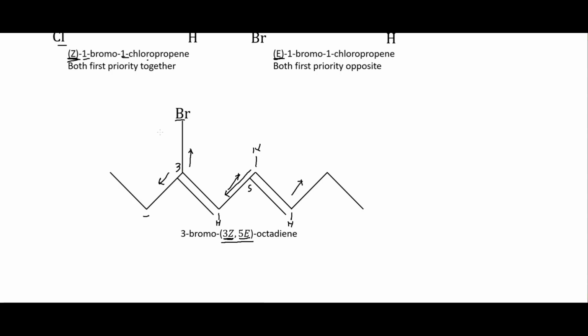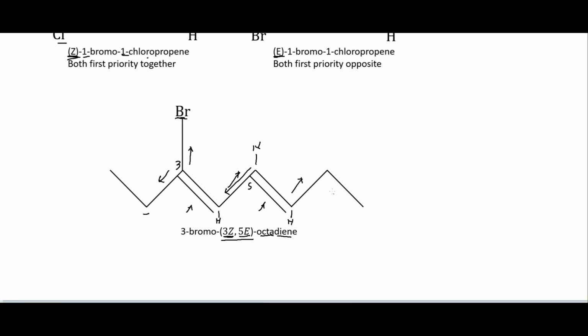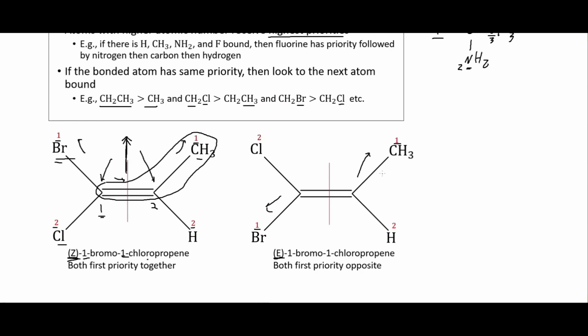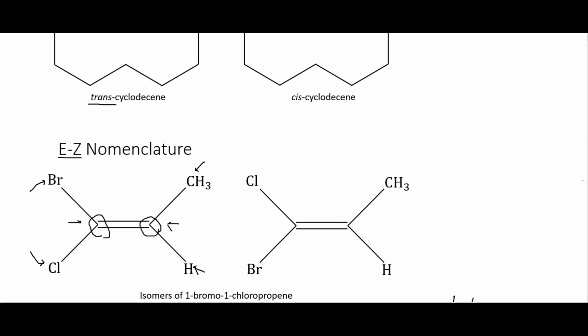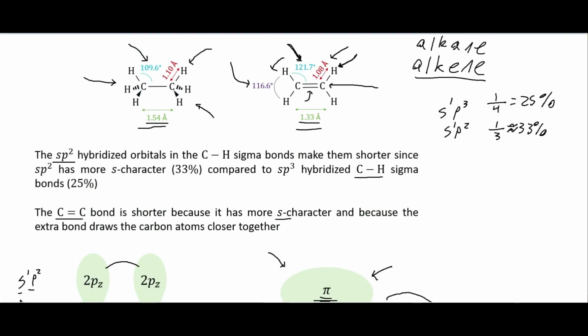So we have 3-bromo, this is bromine on the 3rd carbon, 3-bromo-3Z,5E-octa because it's 8 carbons long, diene because there are 2 double bonds on here. But yeah, that is sort of how we go about this EZ nomenclature.